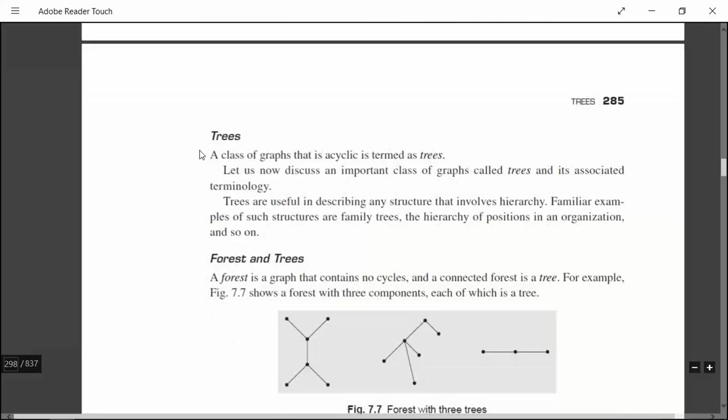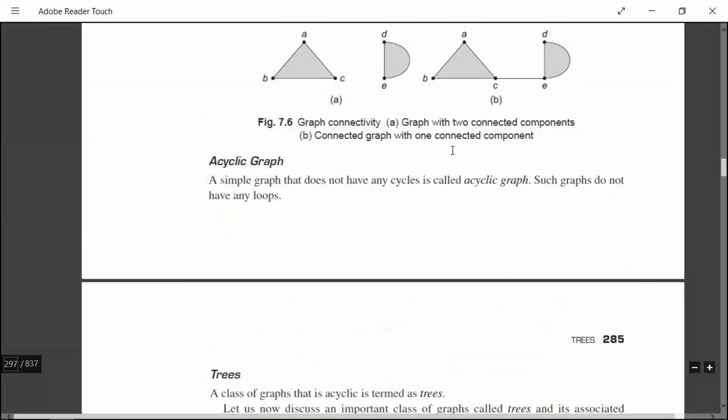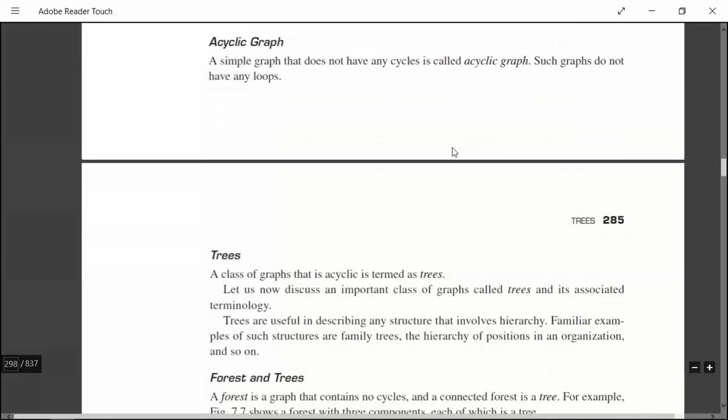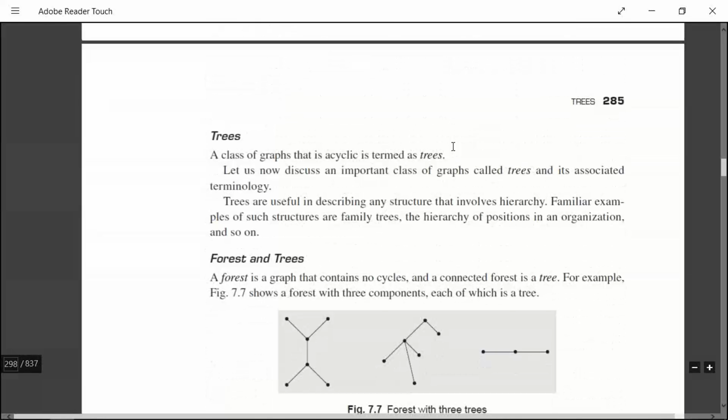And see here, what is a tree? A class of graphs that is acyclic is termed a tree. So a tree is nothing but an acyclic graph. Acyclic in the sense there are no cycles, closed loops in the graph. So such a graph is called a tree. So now from graphs we have come to what a tree is. So this is graphs. Trees are a part of the graphs, right?